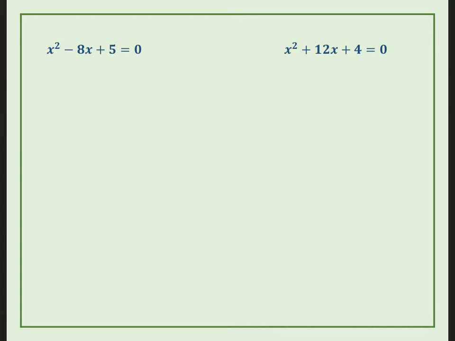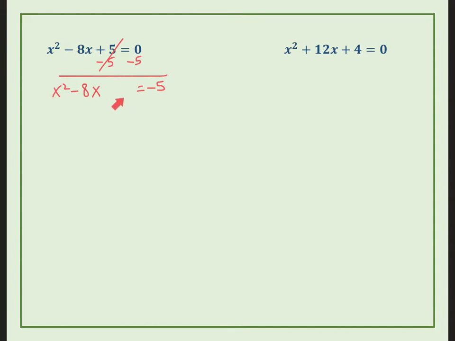So on our first equation, our first step is going to be to move the 5 to the other side. So I'm going to go ahead and subtract 5 from both sides. I have x squared minus 8x, and then I have the equals negative 5 on the other side. Now, where do we get the term that's going to go right here?